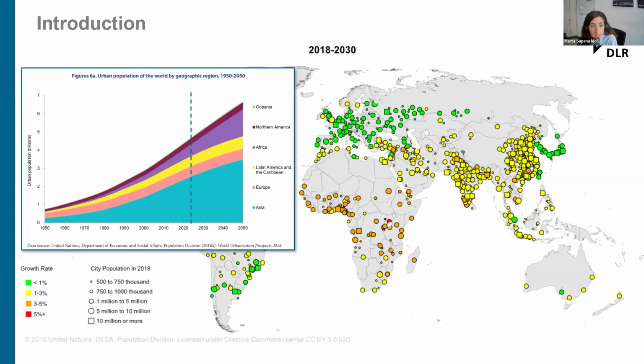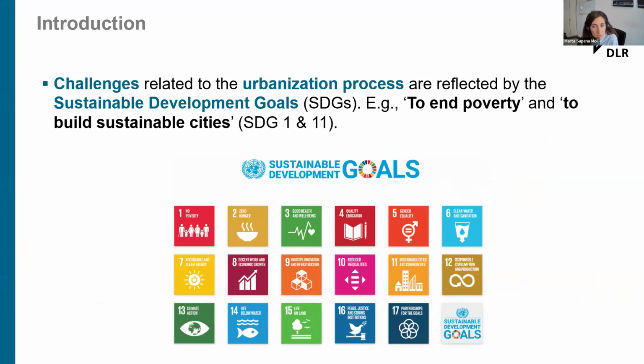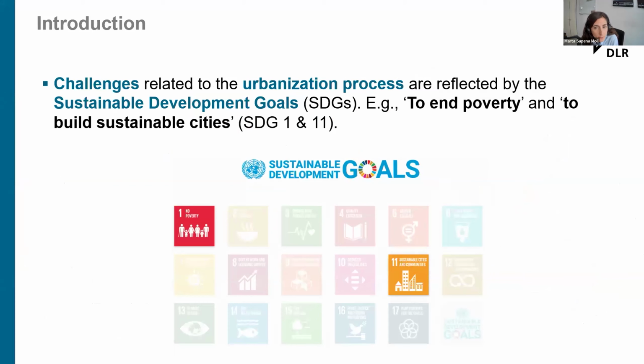And that is highly relevant since more than half of the population living in sub-Saharan Africa live in deprived conditions. So the challenges related to this process of urbanization are reflected in the intergovernmental agreements of the Sustainable Development Goals. For example, to end poverty and to build sustainable cities are two goals that are related to urban areas and poverty.